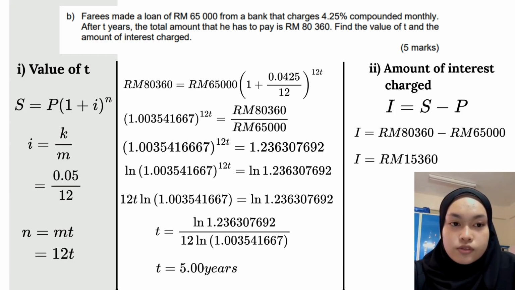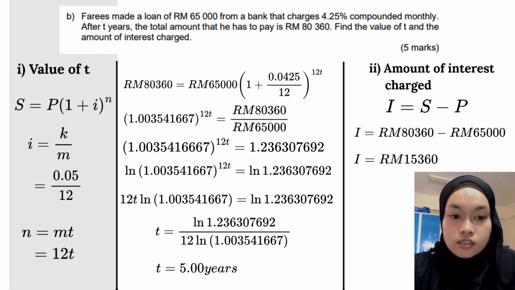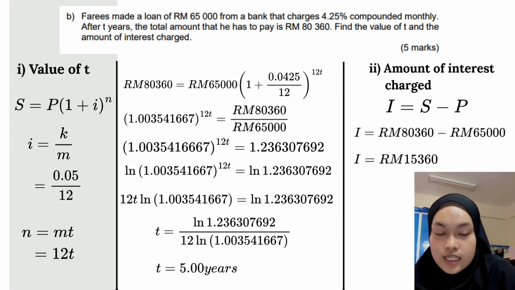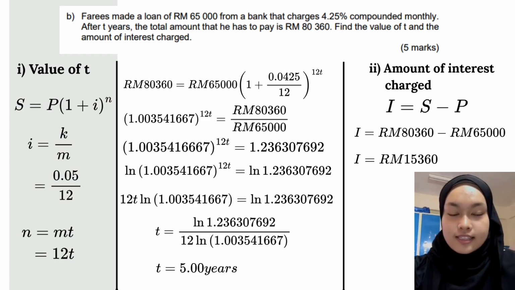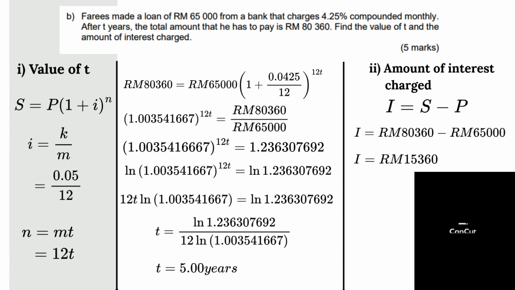This gives the value 1.0035416667. So the equation becomes 80,360 equals 65,000 times 1.0035416667 to the power of 12t. We then divide both sides, giving 1.236307692. To solve for t, we take the natural log: ln of 1.0035416667 to the power of 12t equals ln of 1.236307692. After calculating, t equals 5.00 years. Next, we find the amount of interest charged, which is 80,360 minus 65,000, so the answer is 15,360 ringgit.